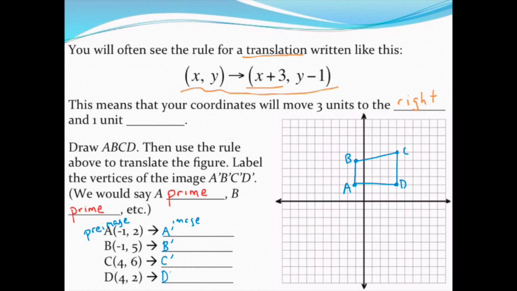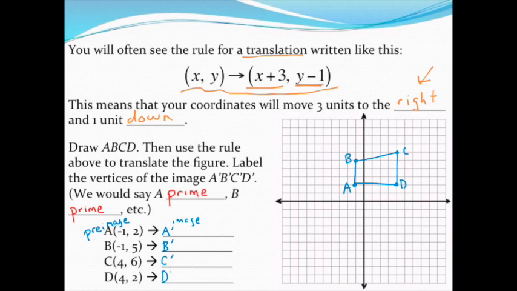The second part of our rule, since the y tells you the vertical movement, and that's y minus 1, is going to tell us to move our figure 1 unit downwards, because it's a negative. So there are 2 ways we can go about figuring out where these figures end up once we translate or slide them. One way is to just use this verbal rule we just came up with.